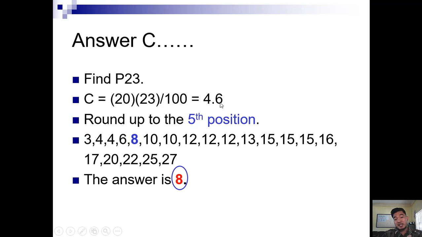Ayan. This is decimal, so we round it up. 4.6 will become 5. So that's the 5th position. We count 1, 2, 3, 4, 5. 5th position is 8. The answer is 8. 23rd percentile is equal to 8.